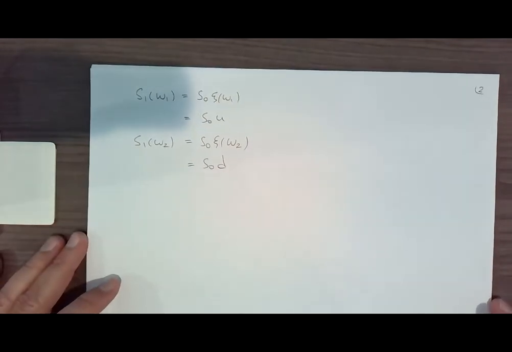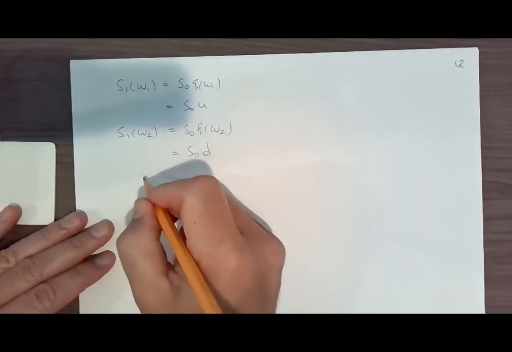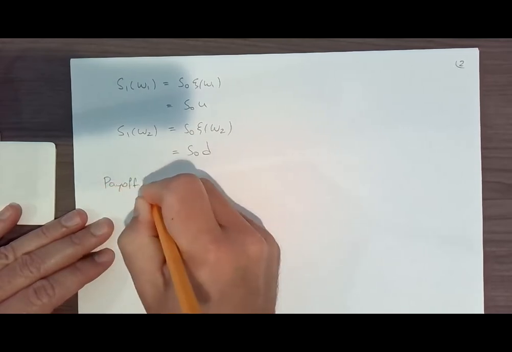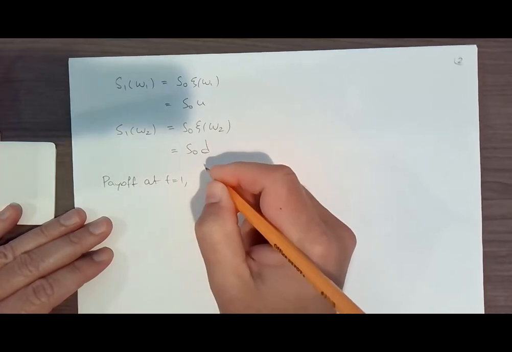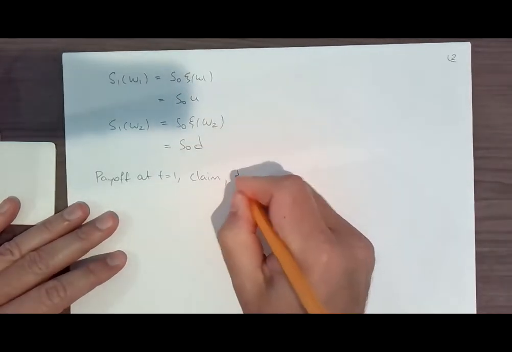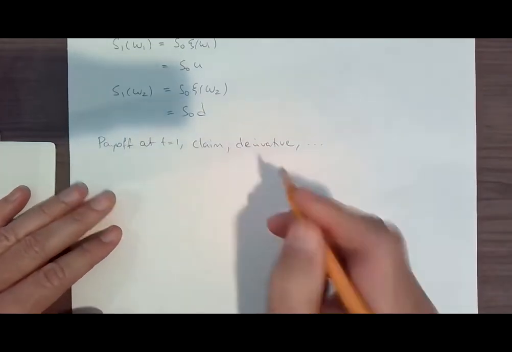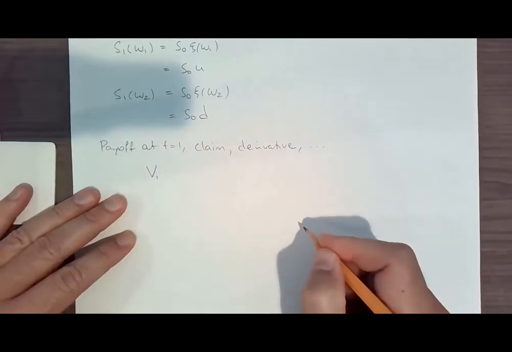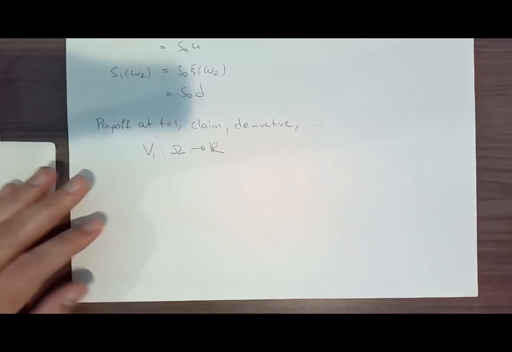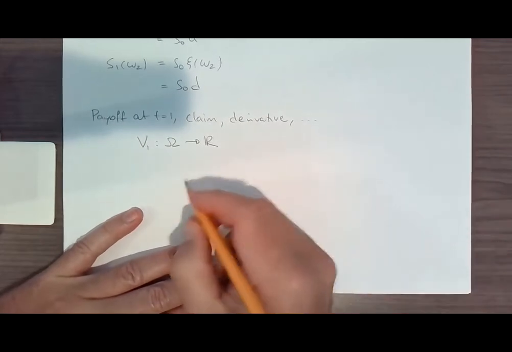So what we're going to do with this model is to try to price derivatives. If you take a derivative, a claim, there are lots of words that mean the same: a payoff at time 1 is a claim. Some people also say derivative. There are many ways to describe the same thing. This is again a random variable. It's called V1. It goes from omega into R. This is our payoff.